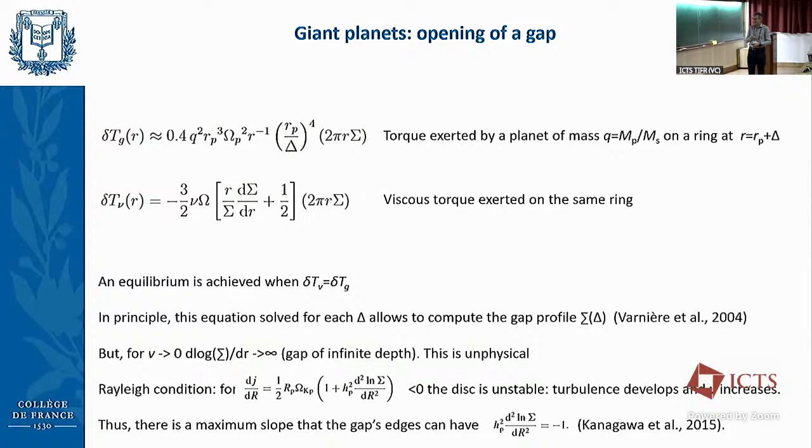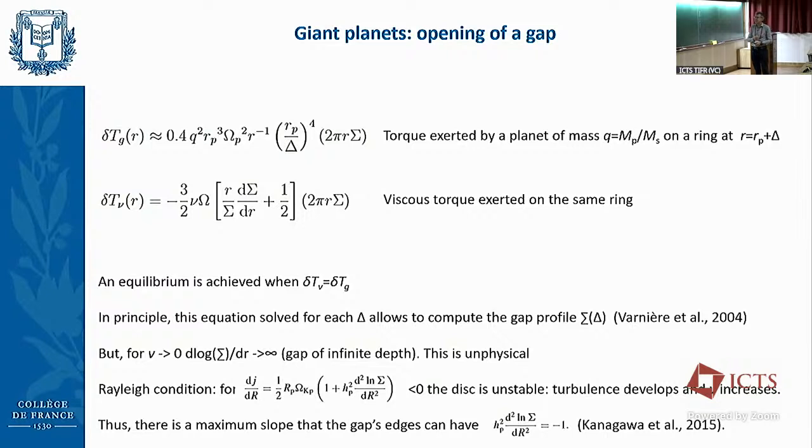The disk becomes unstable. And what does it mean that the disk becomes unstable? It means that the disk develops turbulence, which in practice enhances the viscosity of the disk. So initially you had a non-viscous disk or a low viscosity disk, but if the planet turns it unstable, the disk becomes turbulent and becomes viscous. And so this limits the opening of the gap.